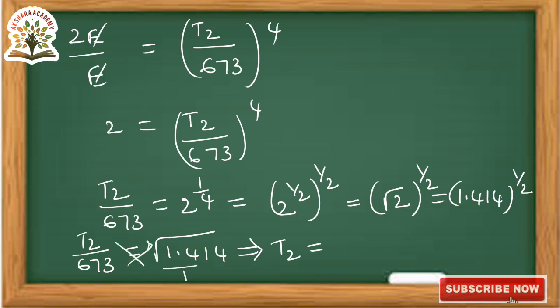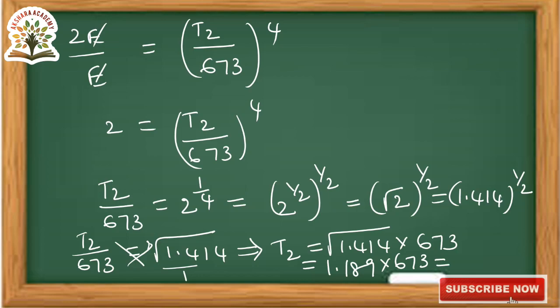T2 is equal to square root of 1.414 into 673, that is equal to 1.189 into 673, that is equal to 800.2. So this is the final answer. Approximately we can write T2 is approximately equal to 800 kelvins. This is the final answer.